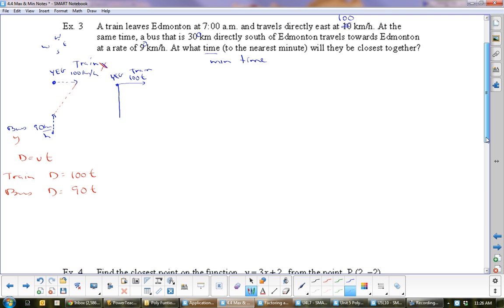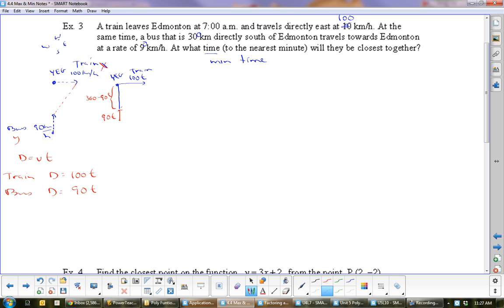Now the bus is going to be kind of different, because from here to here is 90t. Now remember, 90t means distance, right? So this is 100t. This is 90t. What's this distance here? Okay, very good. This distance here will be 300 minus 90t.